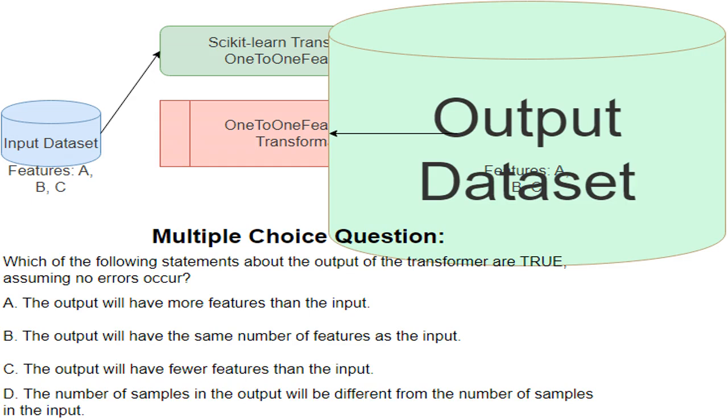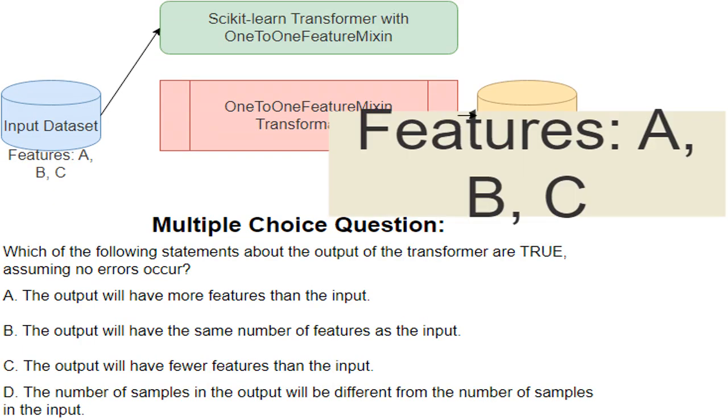I'm asking you to identify which of the statements correctly describe what happens when you use the OneToOneFeatureMixin on my dataset. This option suggests the transformer adds features. That's incorrect because the OneToOneFeatureMixin only maps input features to output features. A one-to-one mapping.